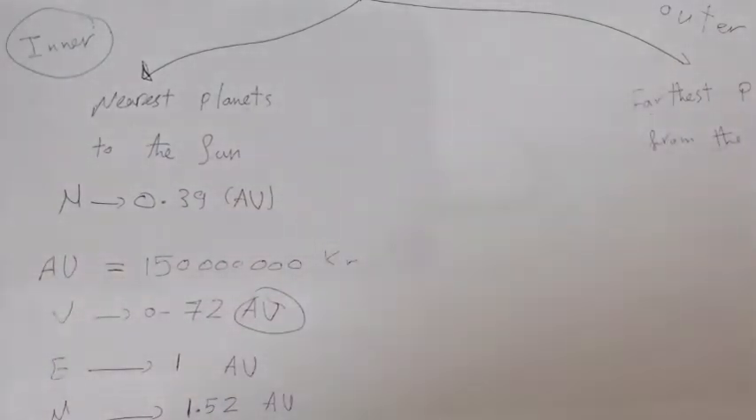so the distance between Mercury, by the way, Mercury is the closest planet to the sun. Mercury and the sun, 0.39, Venus 0.72, Earth 1 AU, Mars 1.52.